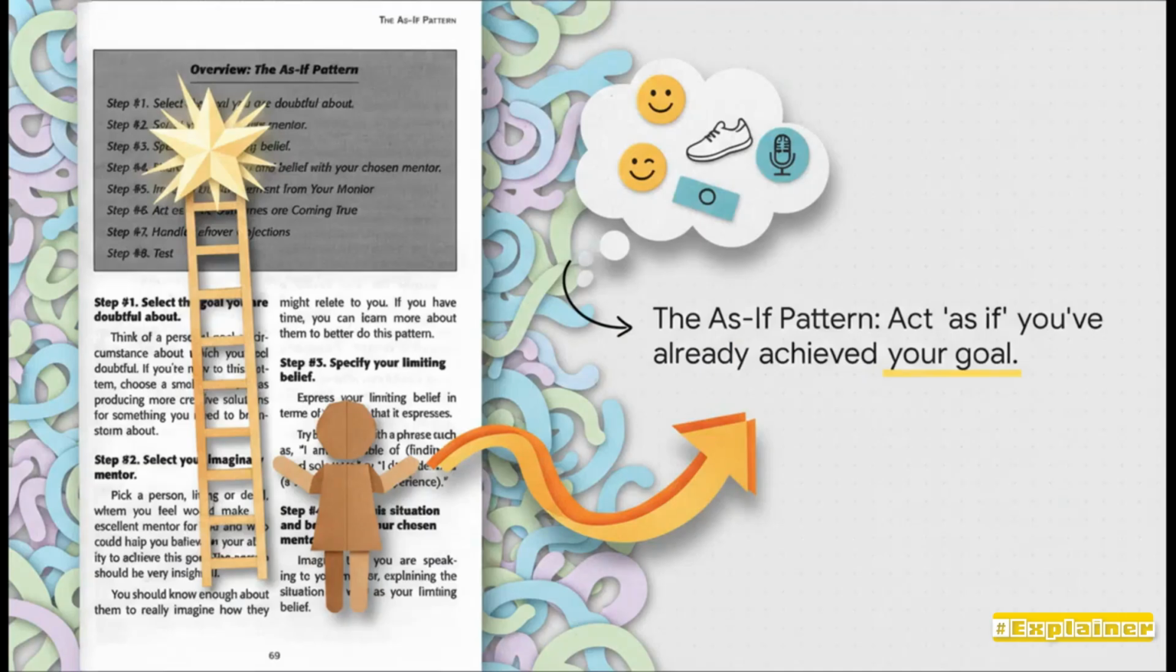This is what's known as the as-if pattern, and it operates on a question that is so simple, it's almost deceptive. What would it be like if you had already achieved this goal? If the problem was already solved? Seriously, how would you be standing right now? How would you be breathing? What would you believe about yourself and the world?